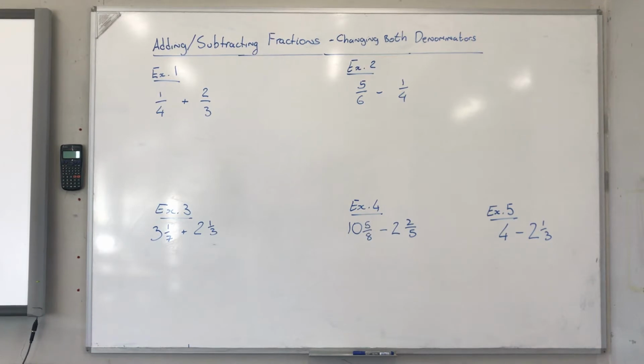So what we need to do is change both those fractions into 12ths. And I can do that by multiplying the quarter, both the numerator and the denominator, by 3, and on the 2/3, I can multiply that by 4, both the numerator and the denominator.